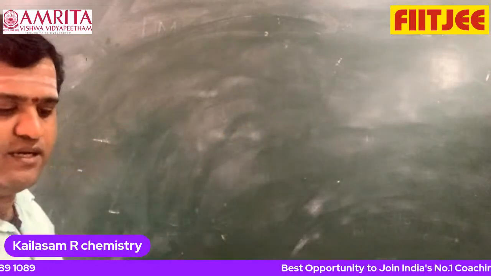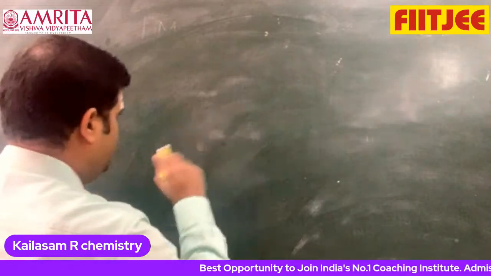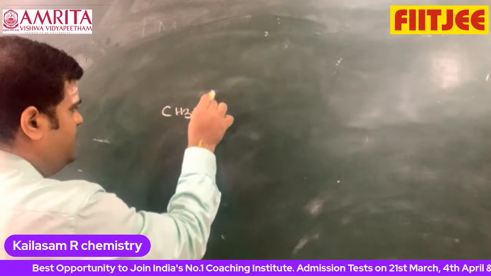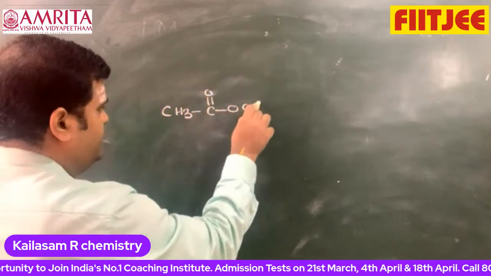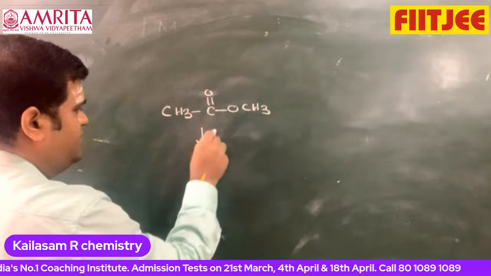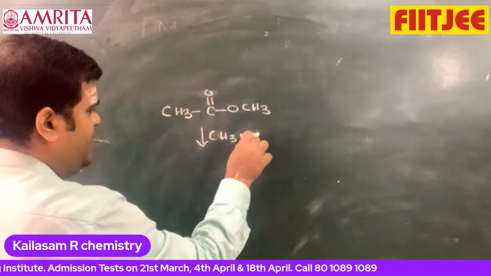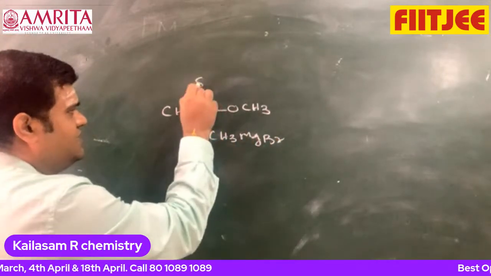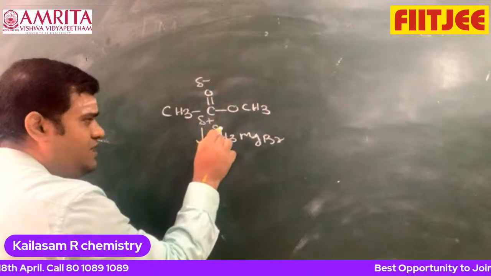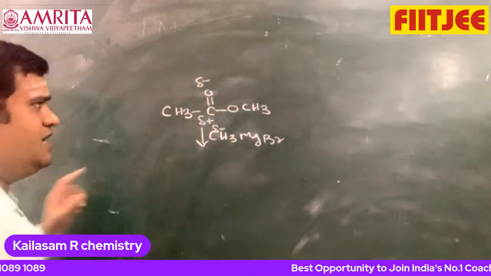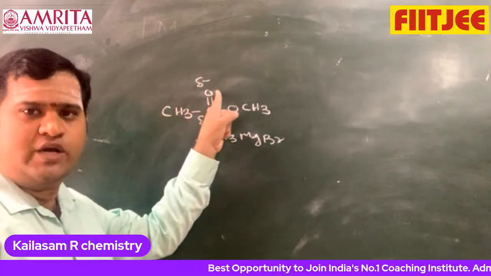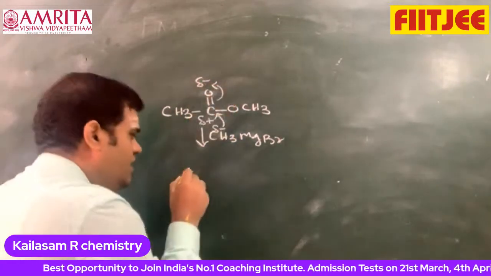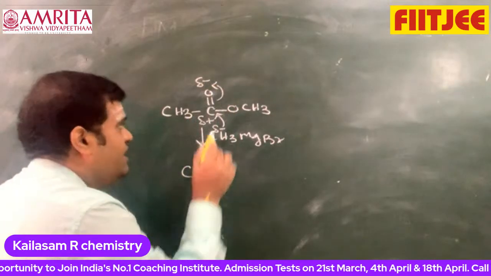Listen. I'll take CH3, a very simple example, C double bond O with CH3, and I'm going to use CH3MgBr. A simple mechanism: this is delta plus, this is delta minus. Oxygen is more electronegative than carbon. Therefore, the nucleophile attacks and the bond breaks, and you get CH3 again.